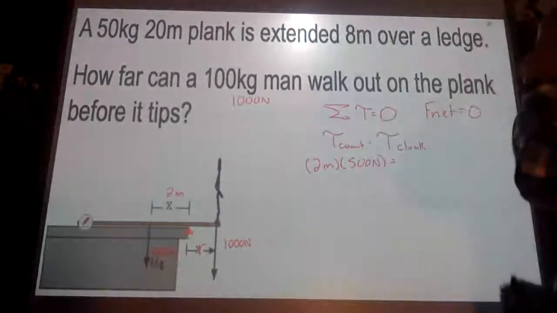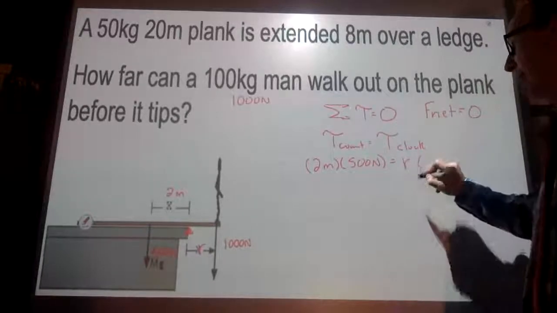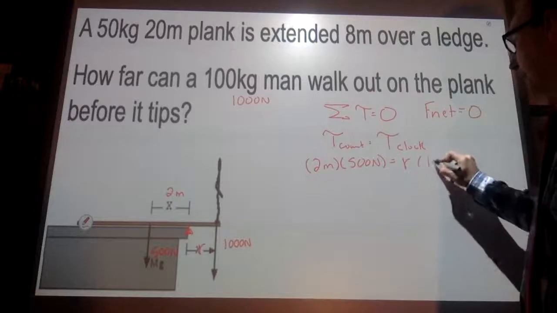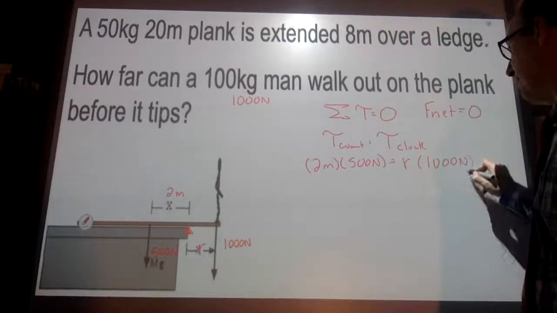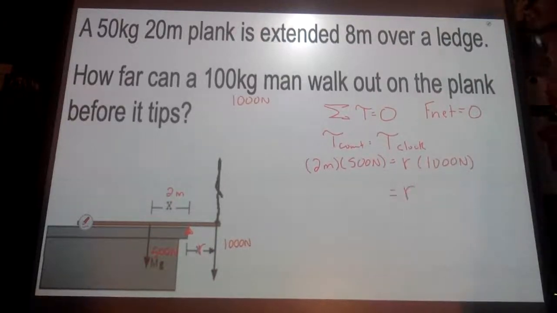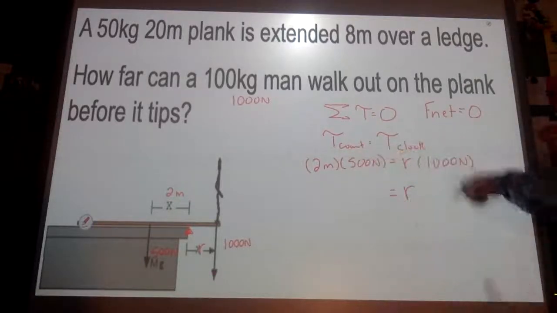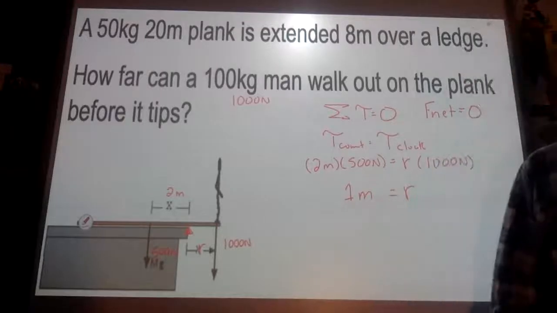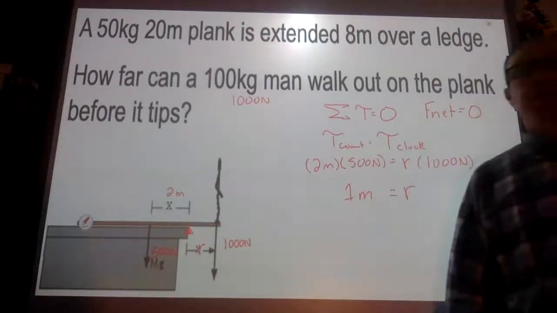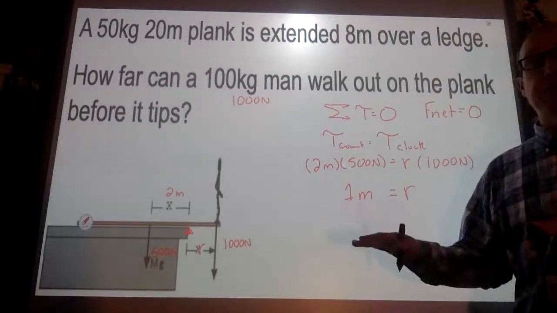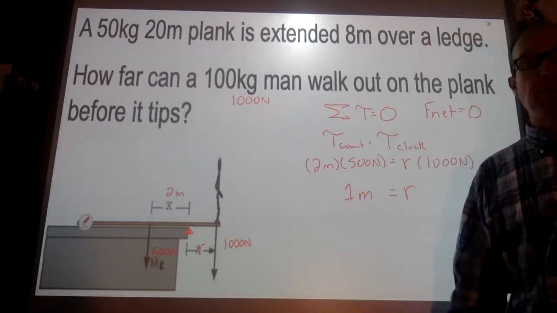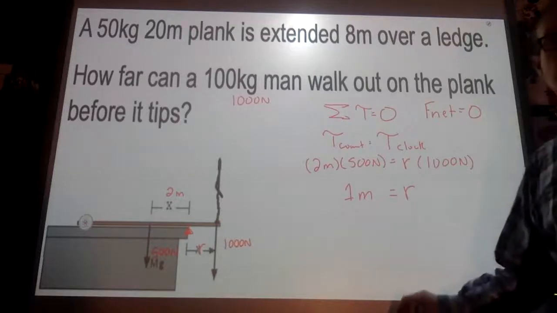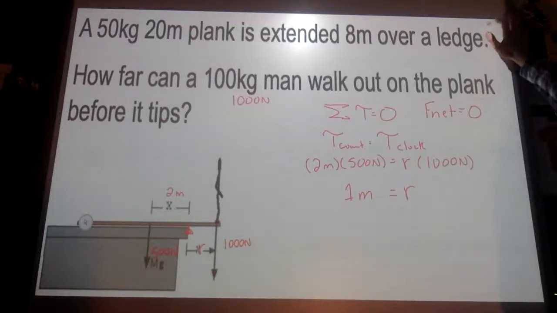My clockwise torque is going to be R, how far we are from the ledge, multiplied by the weight of the man. And it looks like I have 2 times 500 divided by 1,000. And he could go out 1 meter. At 1 meter, he would still be balanced. If he went any further than 1 meter out, the plank would start to tip. All right, I'm going to clear the ink.